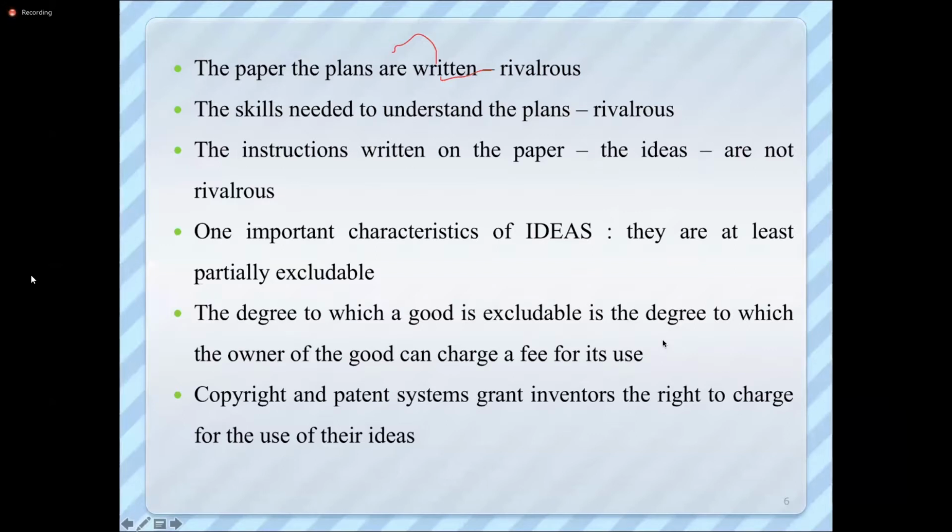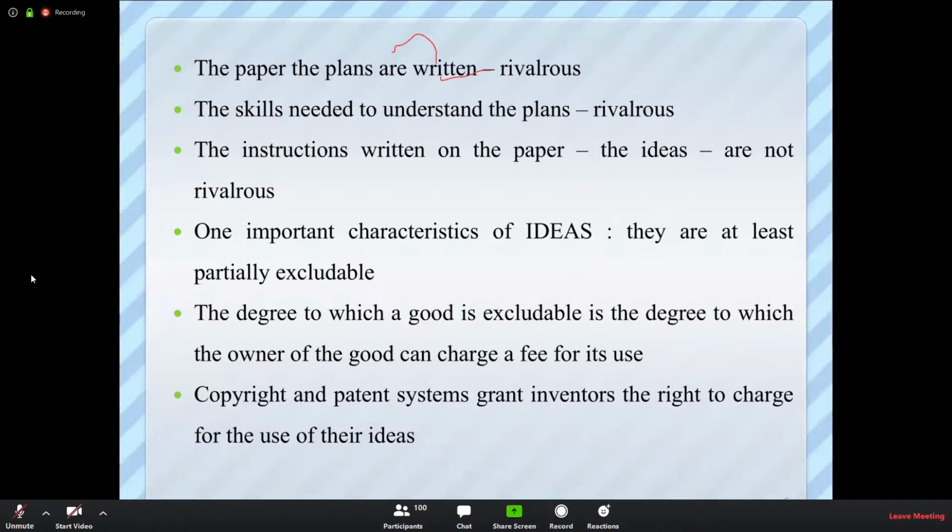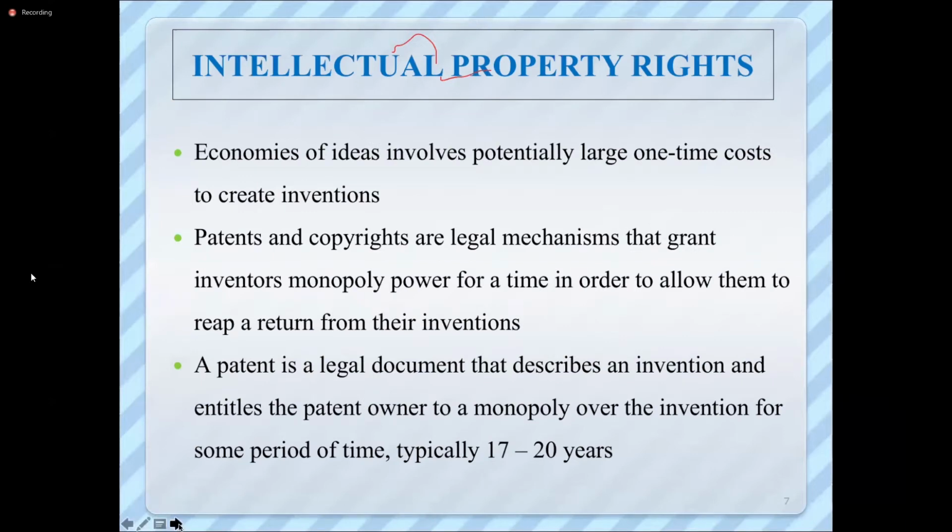Okay. The degree to which a good is excludable is the degree to which the owner of the good can charge a fee for its use. Therefore, there are copyright and patent systems that grant inventors the right to charge for the use of the idea. So what you have to understand is that ideas are the most important element in understanding endogenous growth theory, because ideas lead to R&D, and R&D leads to increasing returns in production. However, this idea itself needs to be copyrighted, or it needs a patent, to be protected. Therefore, intellectual property rights play an important role.